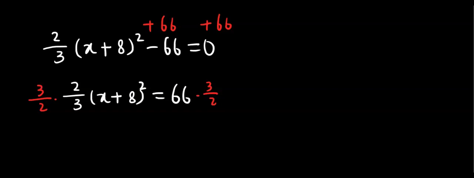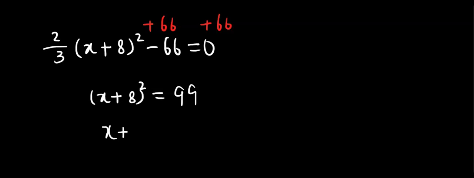Why? Because when you times 3 over 2, it's the multiplicative inverse. These 2 become 1. Okay? And then once it becomes 1, you can just erase this. Then you're going to calculate what is 66 times 3 over 2. If you need to pause this video and calculate it, give it a try. And we have 99.